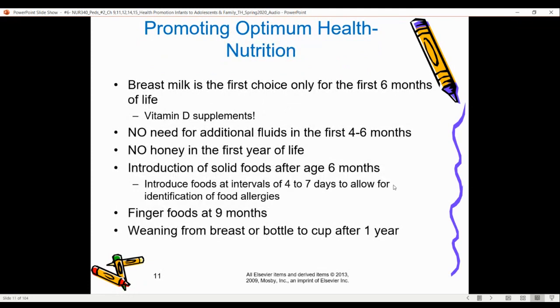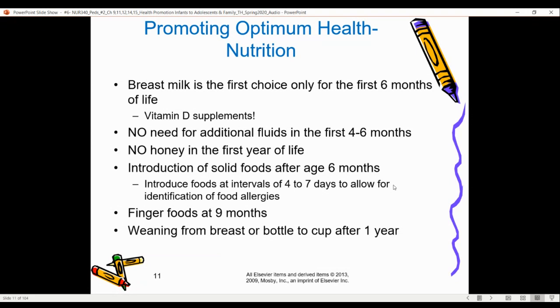Nutrition with infants. Breast milk is our first recommendation. Like I mentioned, there are reasons that it is a little bit better than formula, but if mom can't breastfeed or chooses not to breastfeed or mom's not in the picture, formula is absolutely fine. We want to make sure that baby is getting proper nutrition, and either one is fine. If baby's breastfeeding, we do recommend vitamin D supplements. That's important for bone growth.